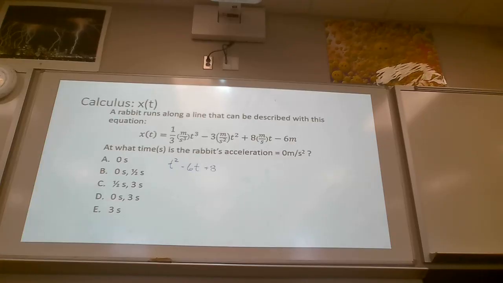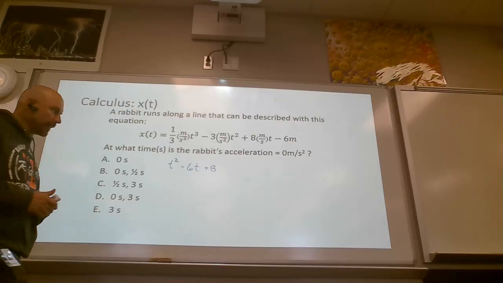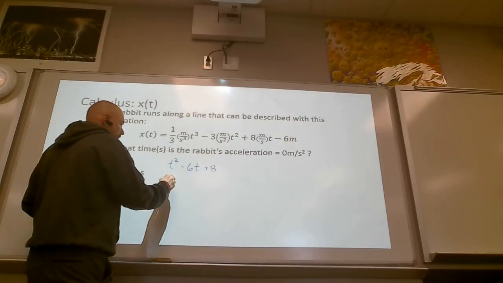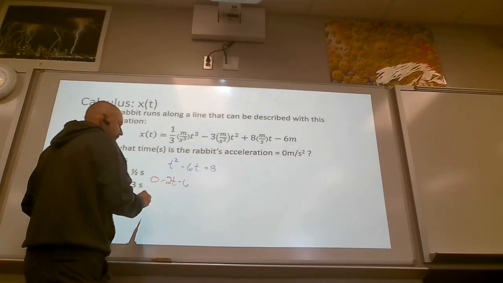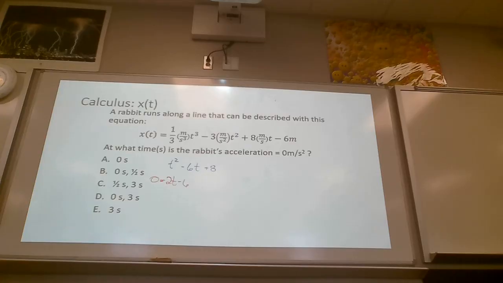You just set it equal to 0. Yes. You guys are gonna love the solve function on your calculators. Correct answer is B. 3 seconds. I left this up here just for your help. 2t minus 6 equals 0 for acceleration. Good?